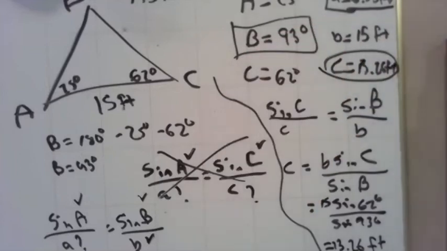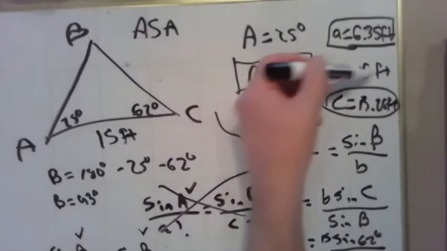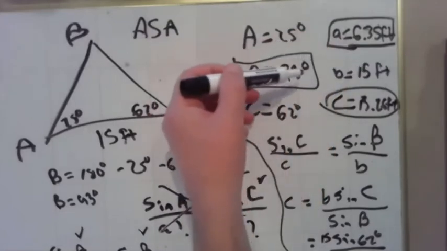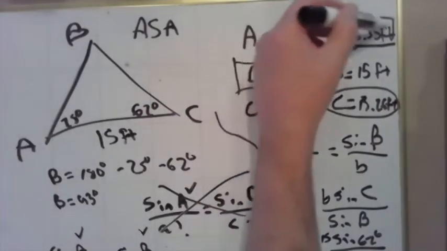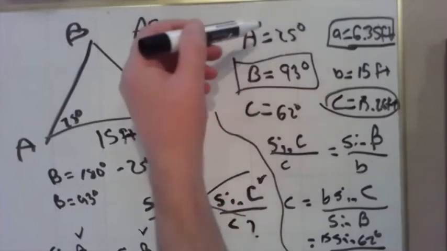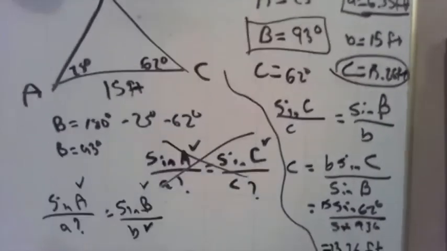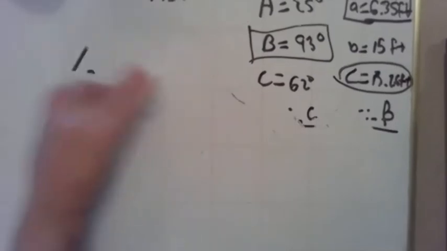Now, here's a quick check. The biggest side will always match up with the biggest angle. The biggest side is 15. The biggest angle was 93. The smallest side will always go with the smallest angle. Smallest side was 6. Smallest angle was 25. So that's not a guarantee that it's right, but it's a good check. That will catch most of your mistakes. Okay, that was an angle side angle example.